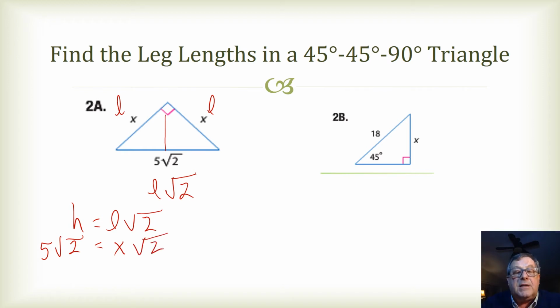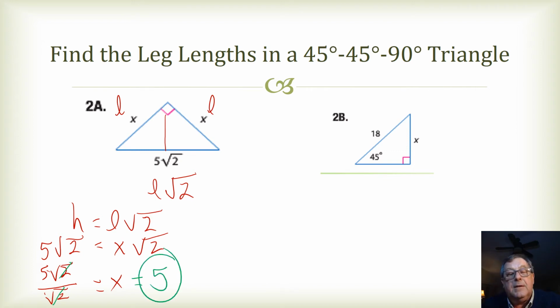And if we want to isolate the x, we can divide both sides of this equation by the square root of 2. So we'd have 5 times the square root of 2 over the square root of 2 equals x. And here the square root of 2's would cancel, each of the square root of 2's would cancel, and it would just leave us with x equals 5. Shazam.